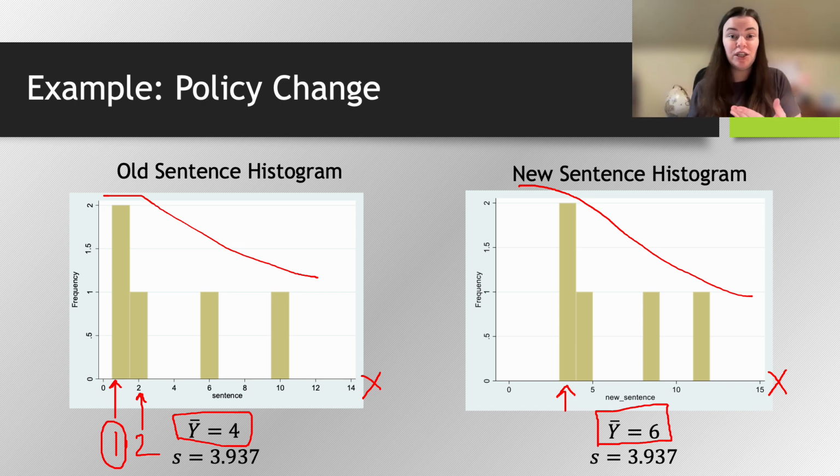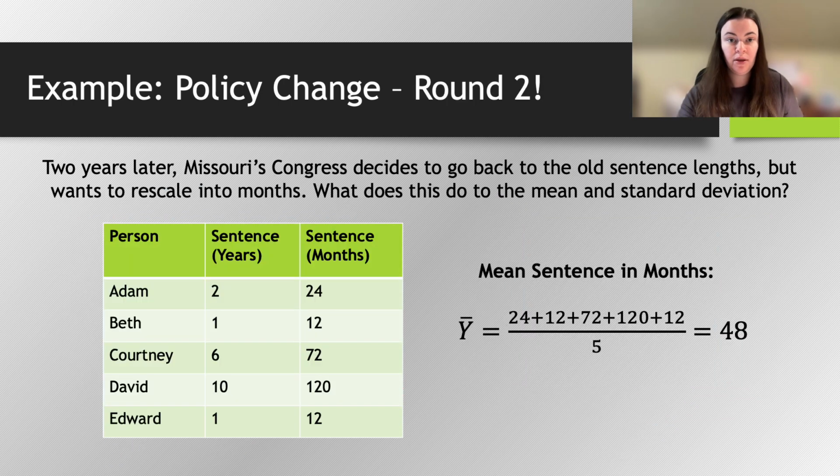Because of this, I actually didn't even need to do the math calculation I did on the previous slide, because of that relationship: the standard deviation is not affected by either adding or subtracting a value to those original data points. But let's take a look at an example that's a little bit different than what we dealt with the first time. So let's say in this case that Missouri's Congress changed their mind again, and they want to go back to the old sentence lengths, but instead, this time they want to rescale everything in months. So instead of expressing it in 2 years, you're going to get 24 months. What does this mean now for our average and our standard deviation?